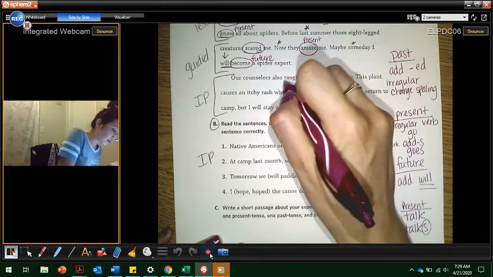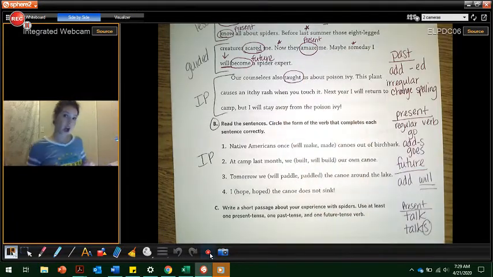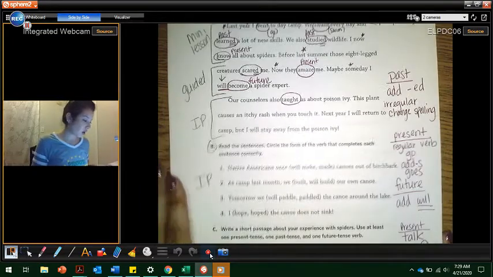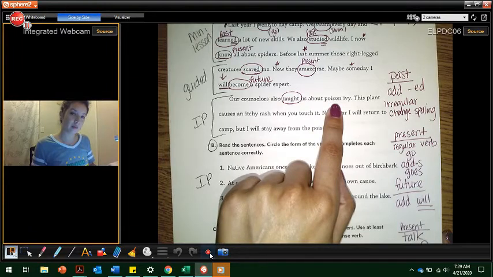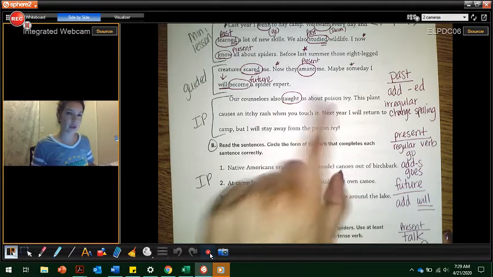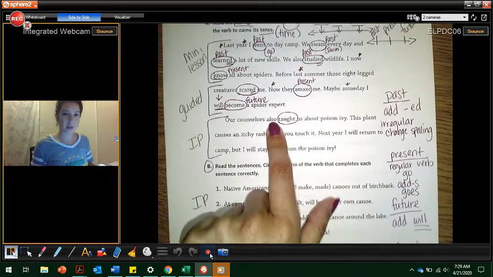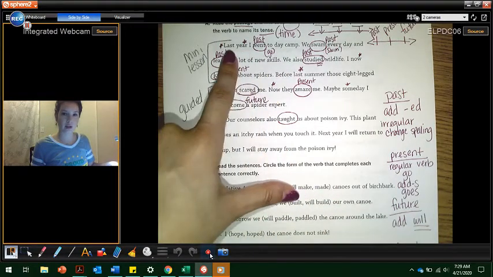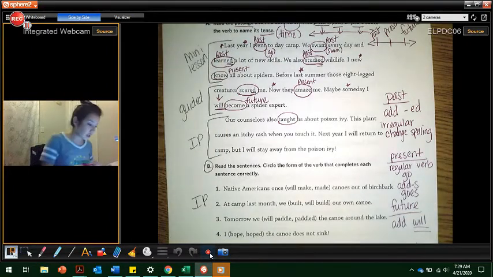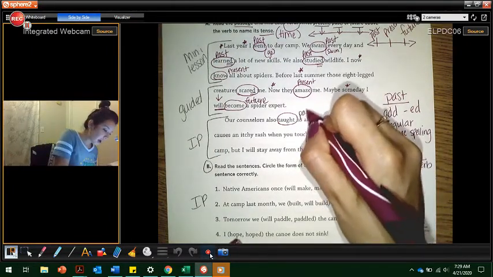It is taught. Now, if you're not sure about taught, you don't know it's past, let's think about what's happening here. Let's look at the context clues. Our counselors also taught us about poison ivy. Well, when were they with the counselors? Let's look back up. When did they go to camp? It was last year. These are the context clues you're using. I know this is in the past.